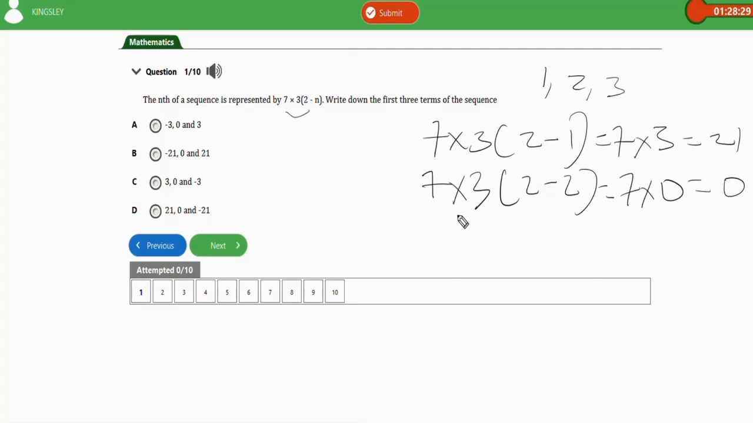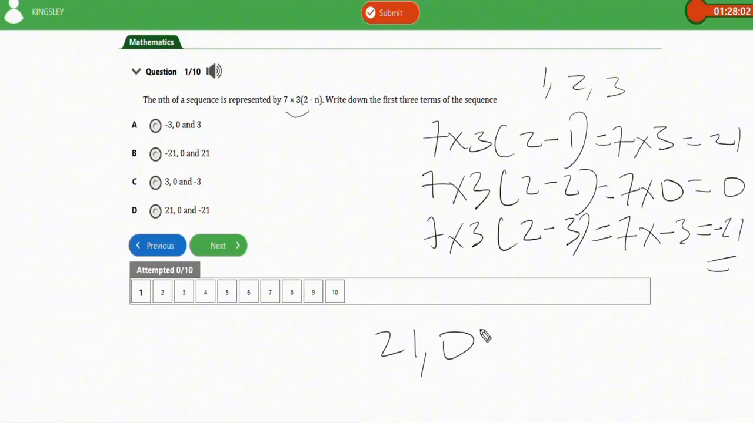For the third one, it's 7 times 3 in brackets, 2 minus n, where n is now 3. 2 minus 3 gives negative 1. Negative 1 times 3 gives negative 3, and 7 times negative 3 gives minus 21. So the order is 21, 0 and negative 21. The correct answer is option D. It's as simple as this, guys. Let's wipe this and solve the next question. Very simple.